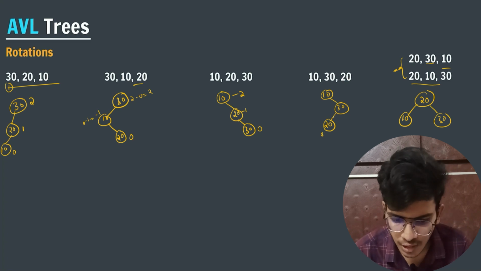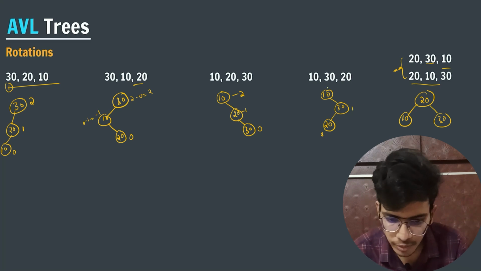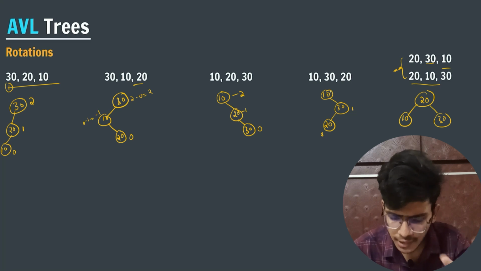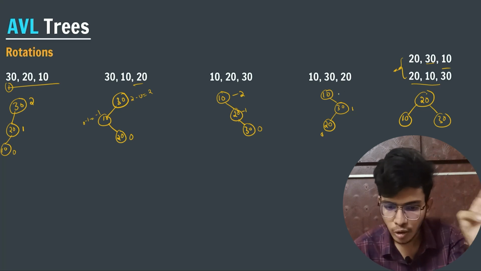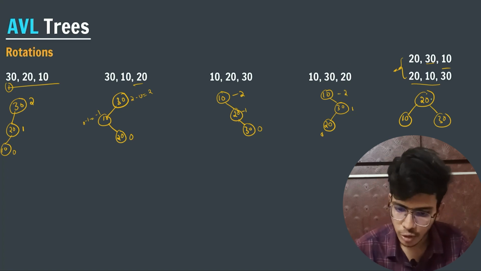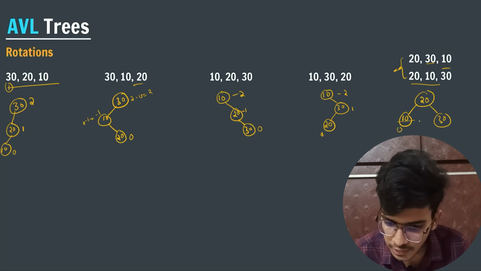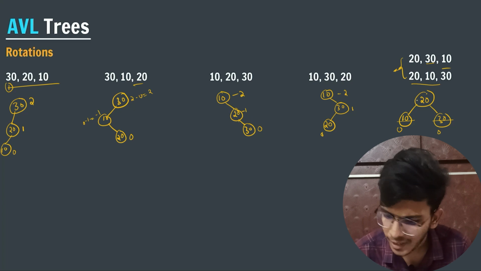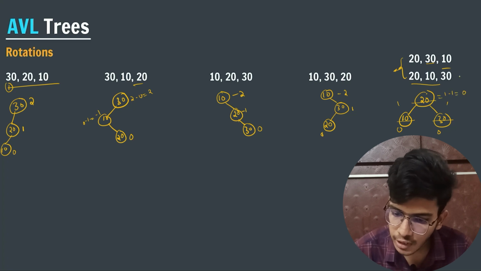Now for this, the balancing factor is 0 and for 30, the left height is 1, right height is 0. 1 minus 0, it will give me 1. Now for this 10th node, the right height is 2 and the left height is 0. So 0 minus 2, this will give me minus 2 as output. Now this is a balanced structure, right? So for the root node, the balancing factor is 0. And similarly, for 30, the balancing factor is 0. And for the root node, you can see that left height is 1, right height is 1. So 1 minus 1, this will give me 0.